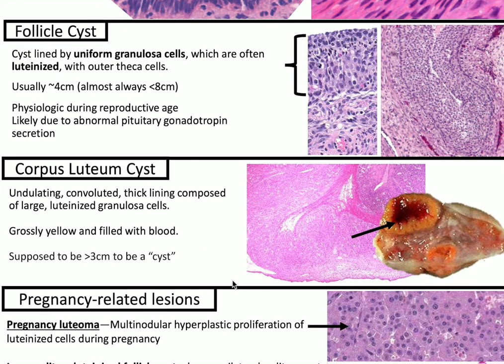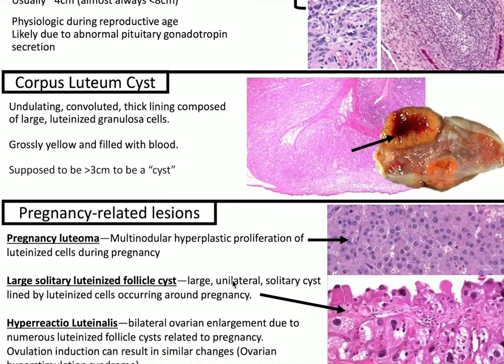Follicular cyst or follicle cyst. This is a cyst lined by uniform granulosa cells, which are often luteinized with outer thecal cells, usually give or take 4 centimeters, and almost always less than 8 centimeters. It's physiologic during reproductive age and likely due to abnormal pituitary gonadotropin secretion. Corpus luteum cyst. You have undulating, convoluted, thick, yellow lining composed of large luteinized granulosa cells. It's grossly yellow and filled with blood, and it's supposed to be greater than 3 centimeters to be a cyst.